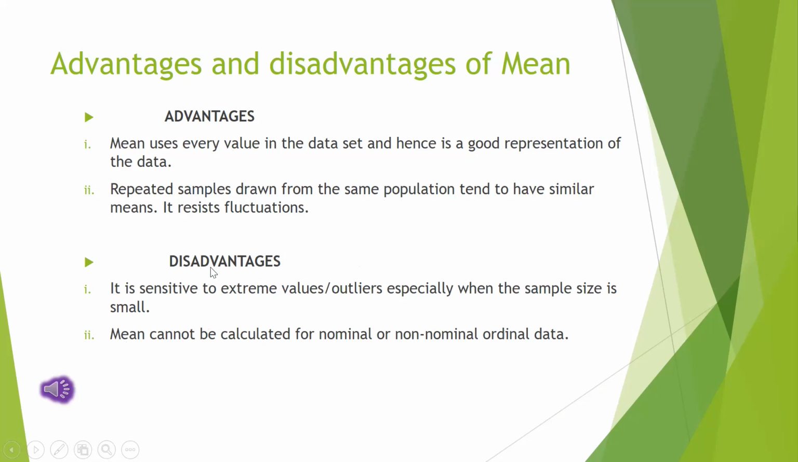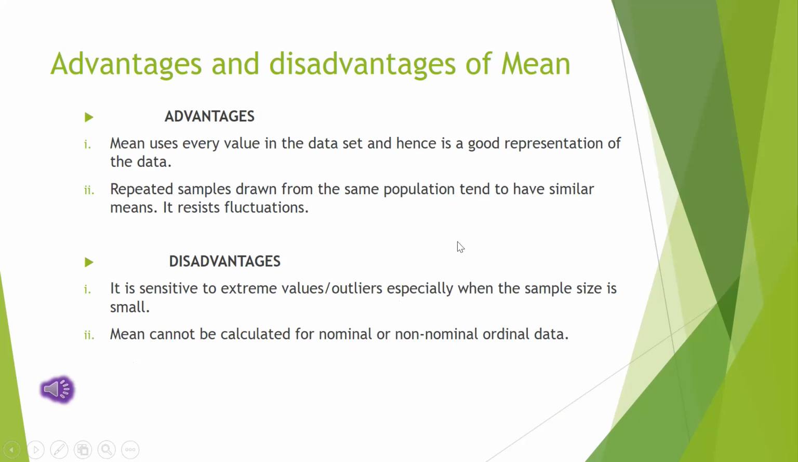The disadvantages: it is usually sensitive to extreme values, or what we usually call outliers, when the sample size is small. If the sample size is big, the outliers might not have so big an effect. But if the sample size is very small, then you will find that extreme values or outliers will really affect the mean. Another thing is that mean cannot be calculated for nominal or ordinal data.